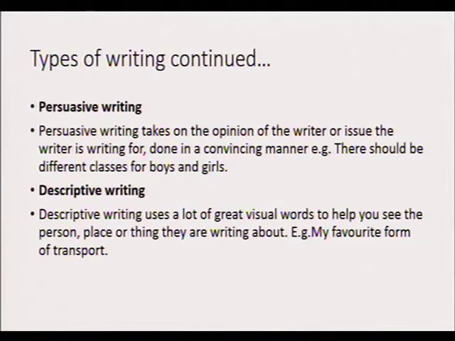The difference between persuasive writing and argumentative writing is that with persuasive, you are only given a side. You don't choose yourself, like with the argumentative, where you have to choose whether you are for or against a certain topic.